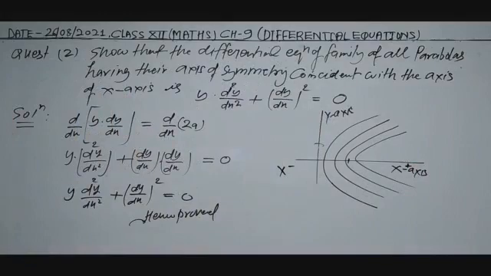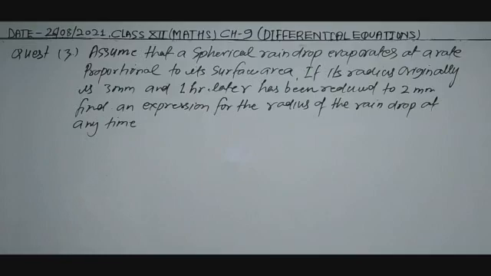Now come to the next question. The next question is question number 3. Assume that a spherical raindrop evaporates at a rate proportional to its surface area, and if its radius originally is 3 millimeter and 1 hour later has been reduced to 2 millimeter, find an expression for the radius of the raindrops at any time.